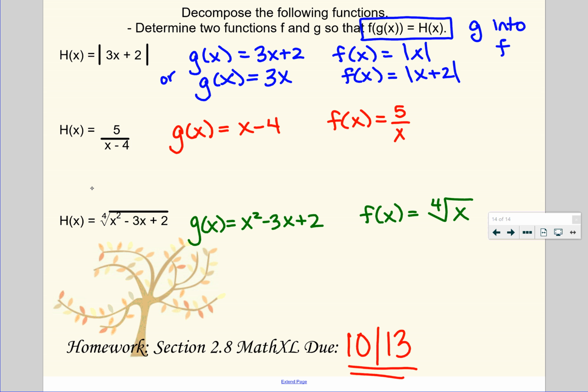All right, this MathXL is due on the 13th, which is next Wednesday. 2-9 will also be due that day. So those are going to be the last 2 sections in this chapter.